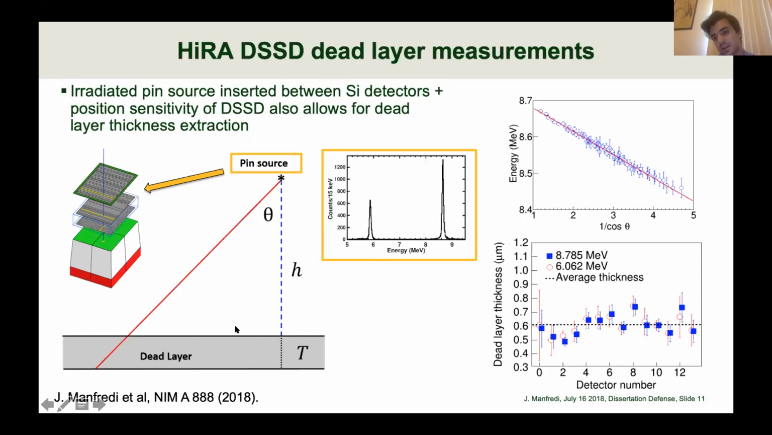And you can see that it conforms exactly with what we would expect from geometry. And we have 2 alpha particles here, so we can actually do 2 different measurements of the dead layer, and that's what's shown on the lower right. So the dead layer thickness on the y-axis for all the different detectors on the x-axis. You can see they all cluster around 0.6 microns, which is around what the manufacturer had told us they expected.